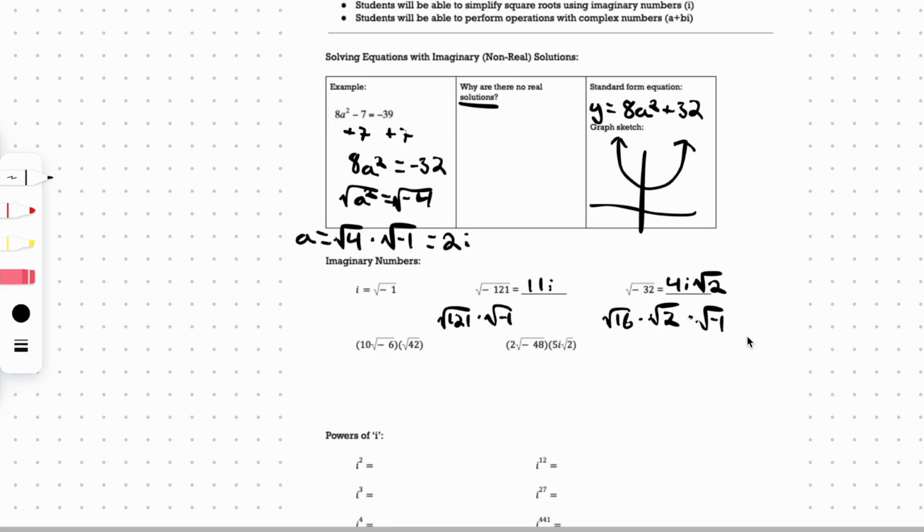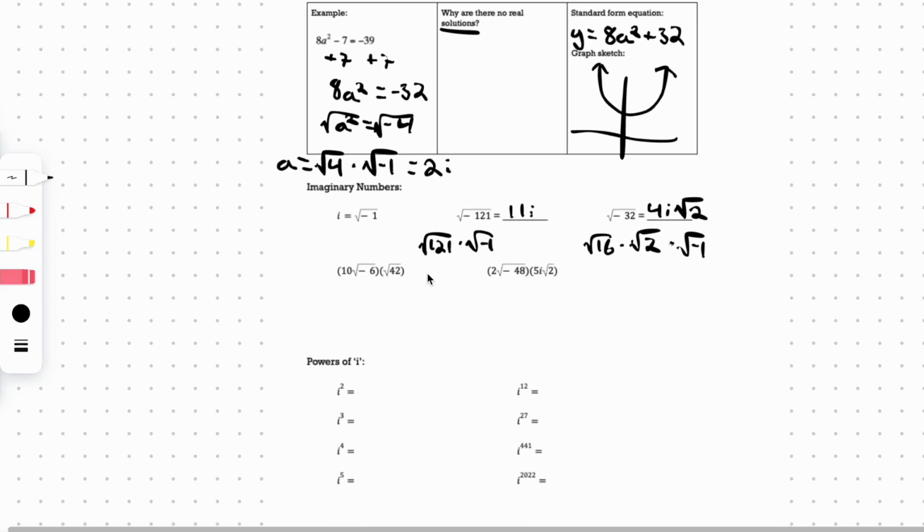Okay, now we're going to start multiplying some values. First, let's try to simplify, or you know what, let's multiply 6 and 42. So 6 times 42, let me get my calculator out real quick.